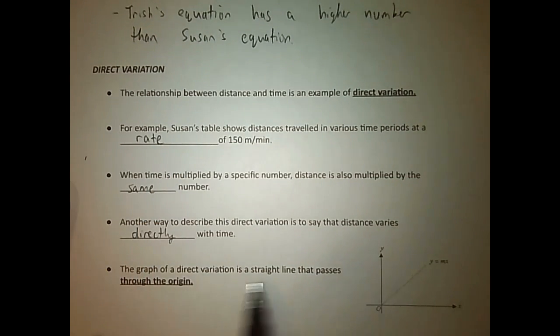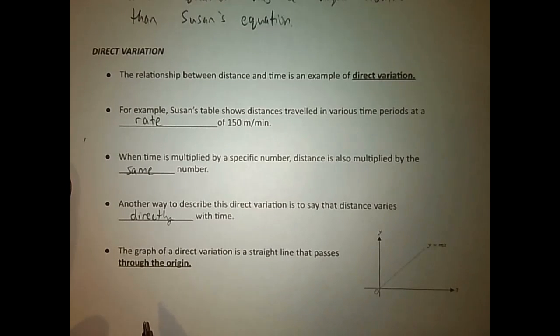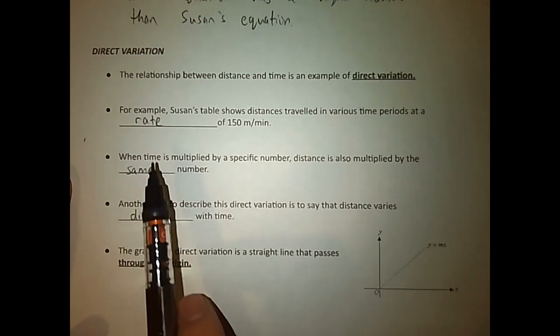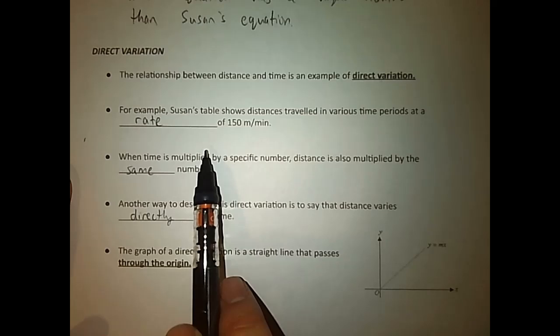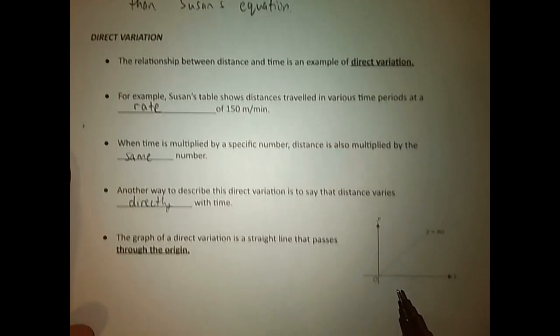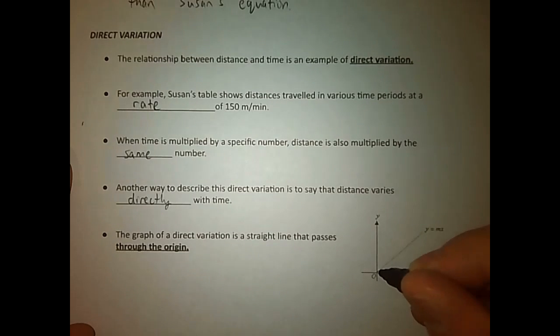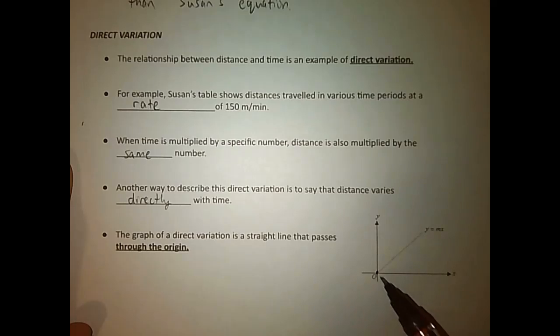So the graph of direct variation is a straight line that passes through the origin, and that's the big thing for direct variation. We're going to be learning about a different type of variation in the next lesson, where they also go up by the same rate and also multiply by the same number. But these graphs for direct variation always pass through 0, 0. They have to pass through this origin to be considered direct variation. If it does not pass through the origin, then it's a different type of variation that we'll learn about tomorrow.